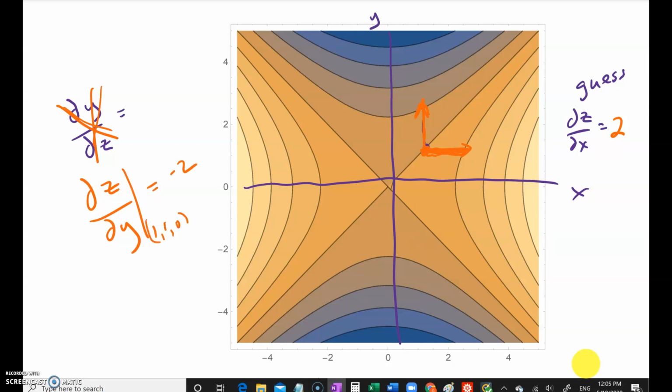All right, and that is it for an introduction to partial derivatives. Now, of course, the examples get much more complicated. This was a simple example just to get us started, but there are other videos for that. So that's it for my introduction.